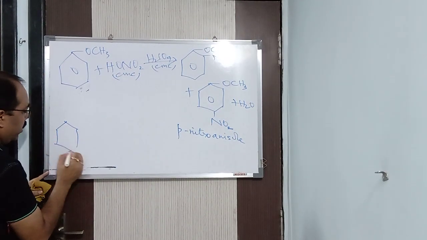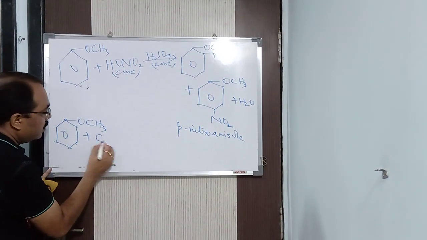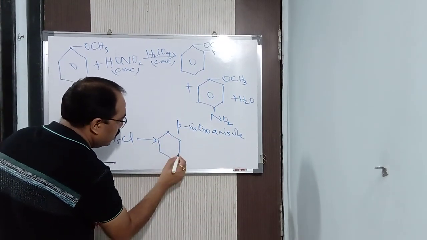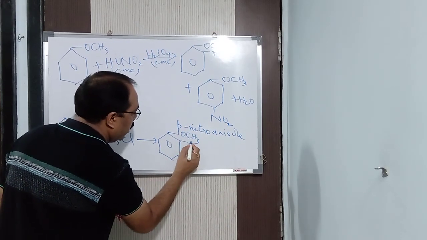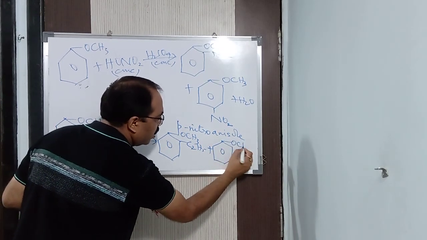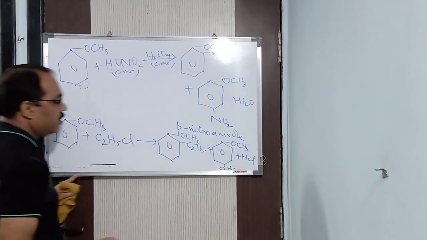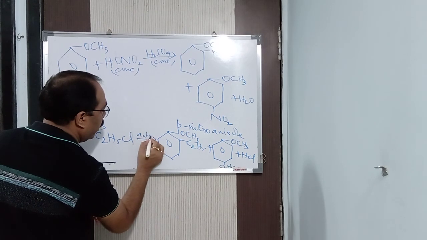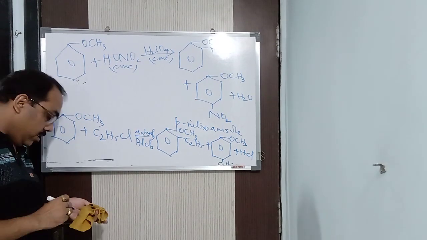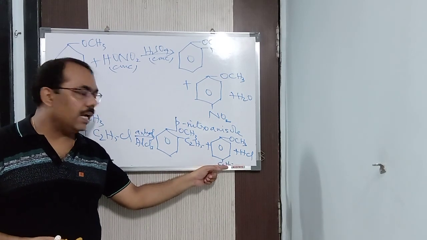Next, if I take benzene ring OCH3, now you can take OC2H5 also, remember it, plus C2H5Cl. This is your Friedel-Crafts alkylation. What I am going to get is OCH3 with C2H5 at ortho, plus another with C2H5 at the para position, plus HCl. In presence of anhydrous AlCl3, that must be there, that will produce the electrophile. So you will be getting ortho-ethylanisole and para-ethylanisole.